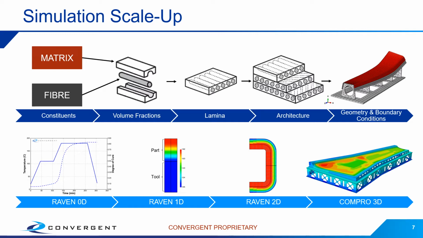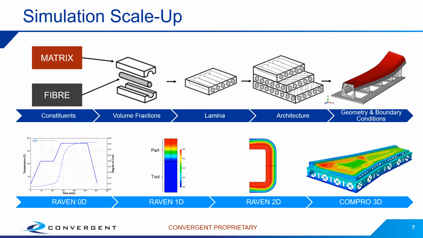At Convergent, we believe in a simulation scale up, and we follow that with the way that we build up our models. So as we'll see in a second, all of our models are built up of a matrix file and a fiber file. So your matrix and your fiber. And we build these up to the lamina scale. We can include architecture, so we can build up not just unidirectional, but plain weaves or 8-harness, whatever it may be, and simulate these all the way up to the 3D scale, full scale spar here using finite element software. And we can simulate all of these steps as well.